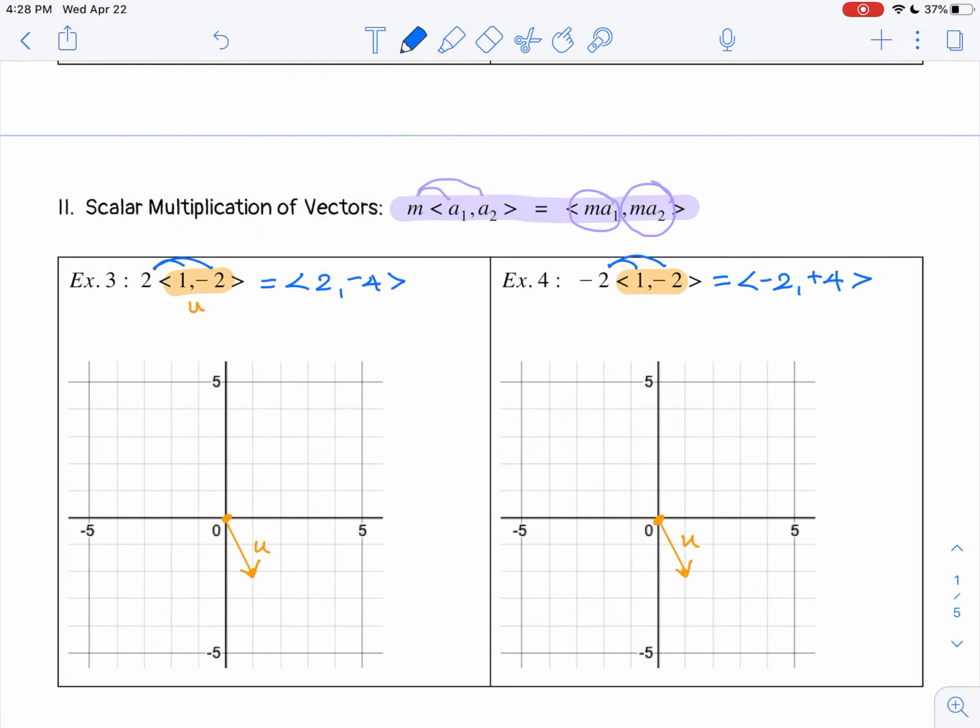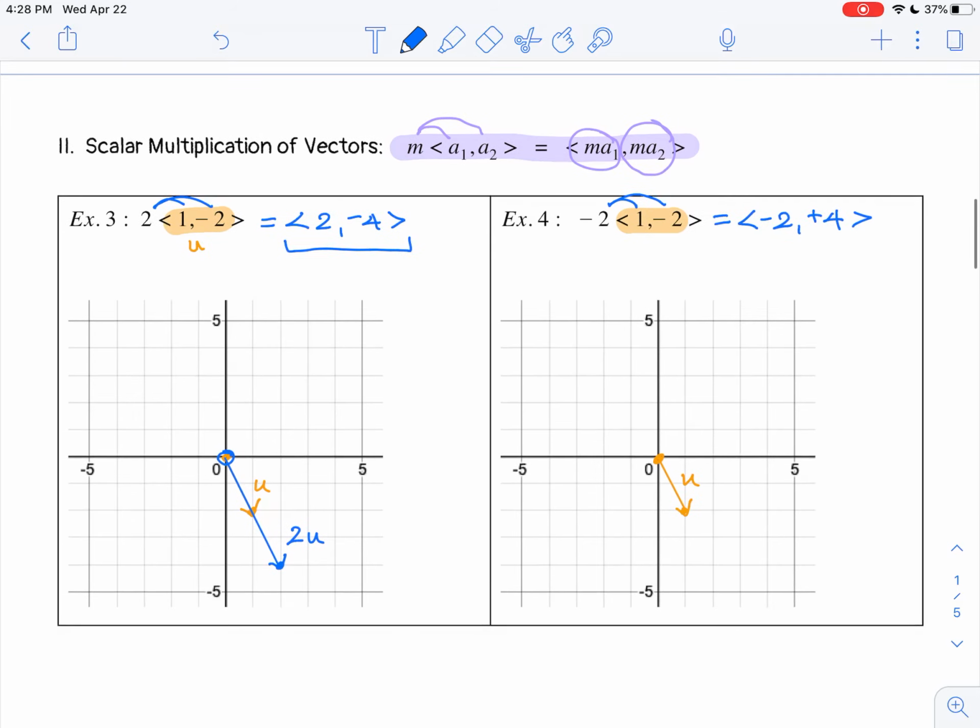All right, now in the blue, I'm going to draw the scalar multiple. So if I want to draw 2 comma -4, I'm going to start here, go over to the right 2 and down 4, and I'm going to go right on top of this other vector, but this one, which is 2u, is in the same direction, but it is twice as long, okay? So same direction, but twice as long.